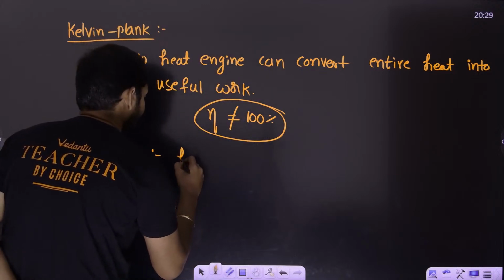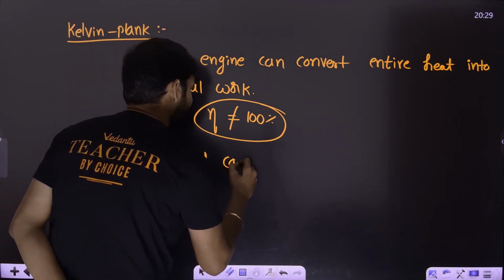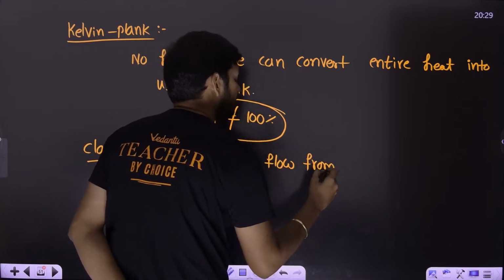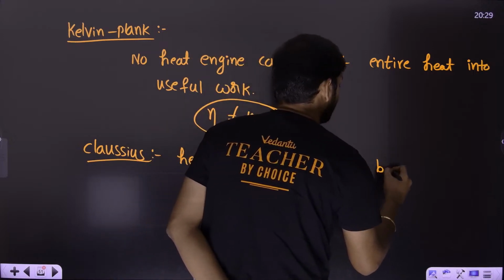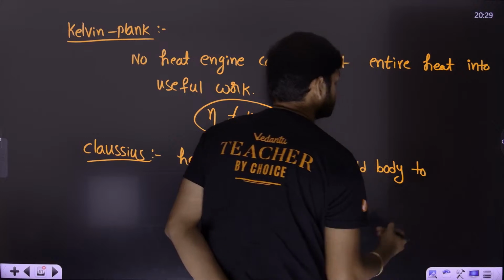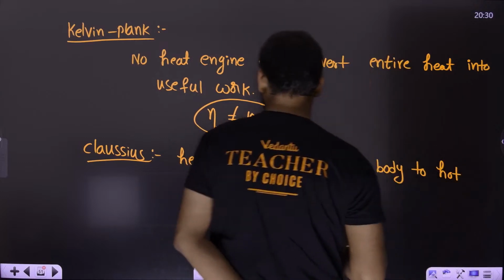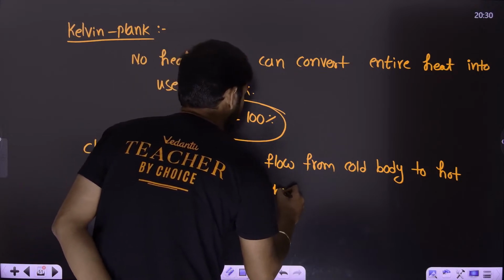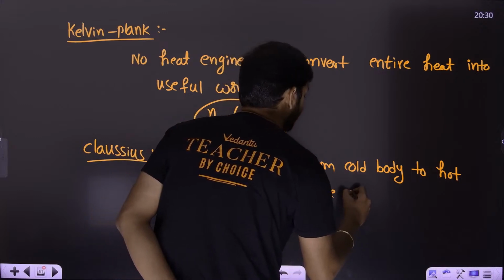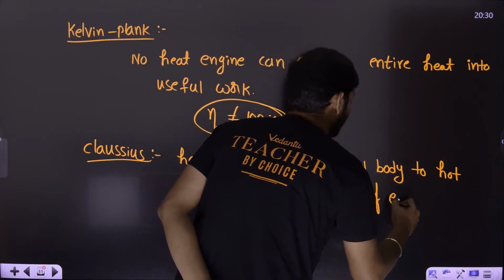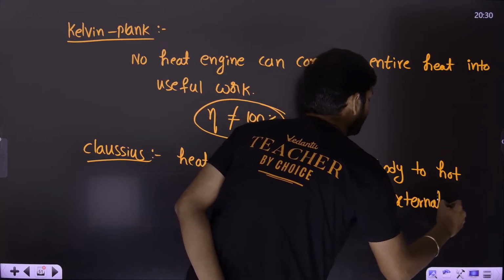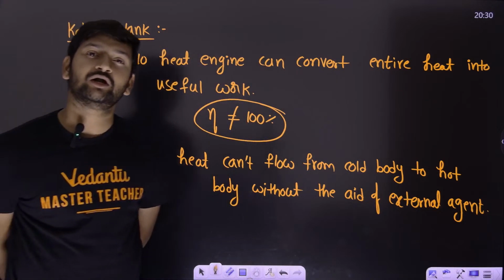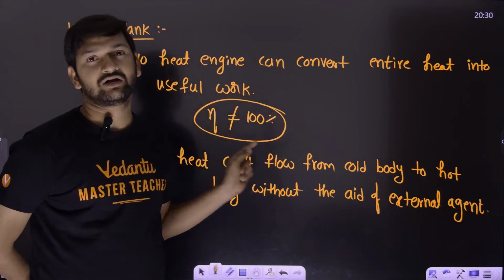So, heat can't flow from cold body to hot body without the aid of external agent. These are the two important statements that have been given. One is about heat engine, one is about refrigerator.